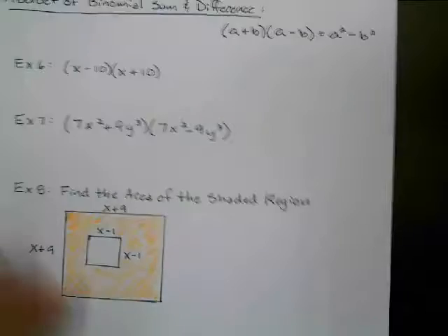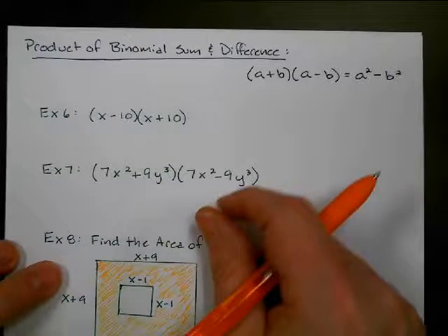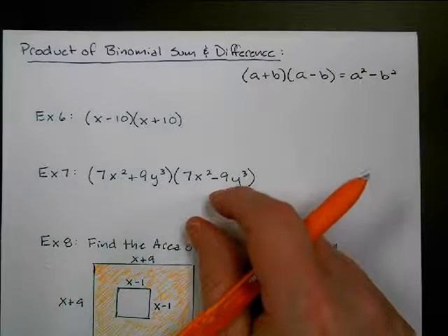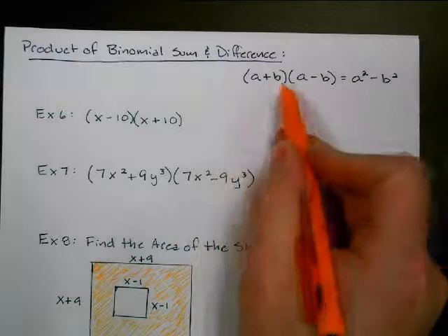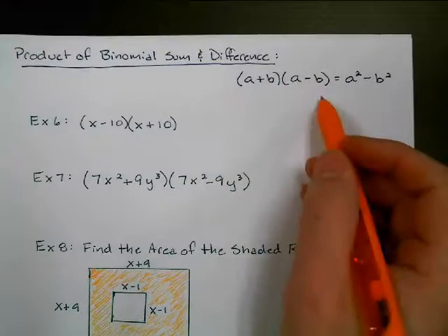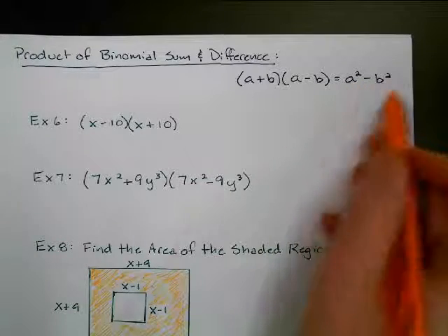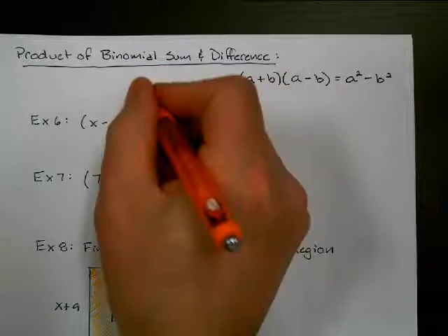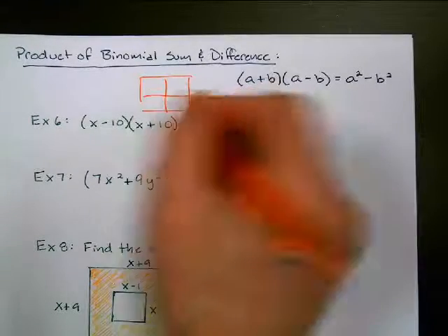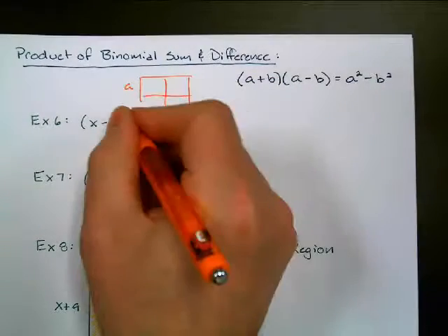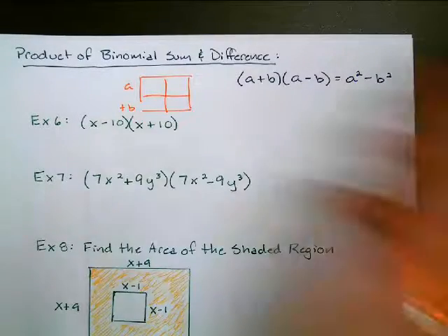Three more problems. All right, the last thing we're going to look at is the product of a binomial sum and a difference. So this is a plus b times a minus b. We're always going to get a squared minus b squared when this happens. And let's just show to see what happens here. This is the one that you really need to remember for later on when we start factoring.